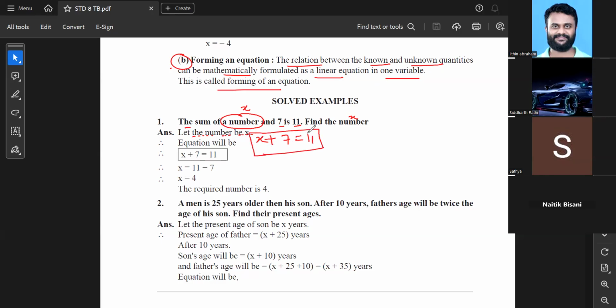This thing is called a linear equation. First of all, this thing is called an equation. And why is it called a linear equation? Because the x which you have over here, the maximum power of x is 1. Hence, we call it a linear equation.